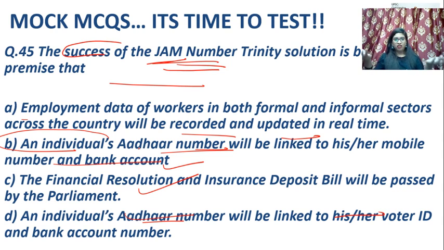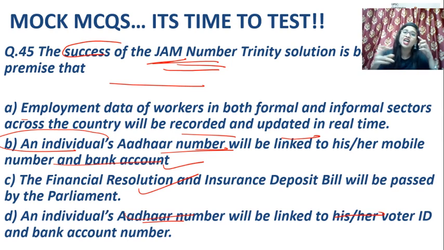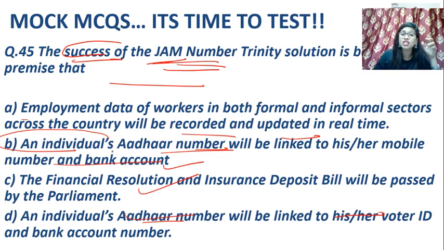When JAM was introduced, it was literally said that it is very, very difficult to connect an individual's Aadhaar number with his or her mobile number and bank account, because most people in rural areas, though they have mobile phones, may not be able to operate them in a proper way, right? So linking that up was a very, very difficult task. But the question is, the success of that depends upon this particular second option.